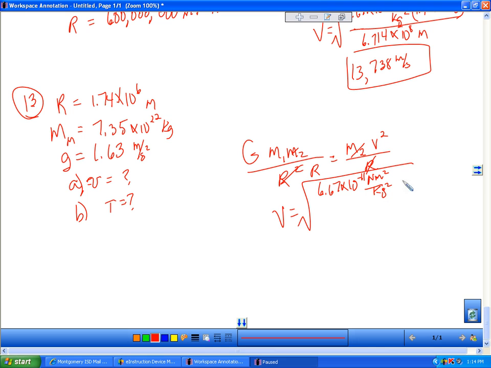times the mass of the moon all over the distance from the center of the Earth to where the satellite is located, which is 1.74 times 10 to the 6th meters. So my speed is going to be the square root of all of that stuff, and when I did that, I got 1,678.54 meters per second.